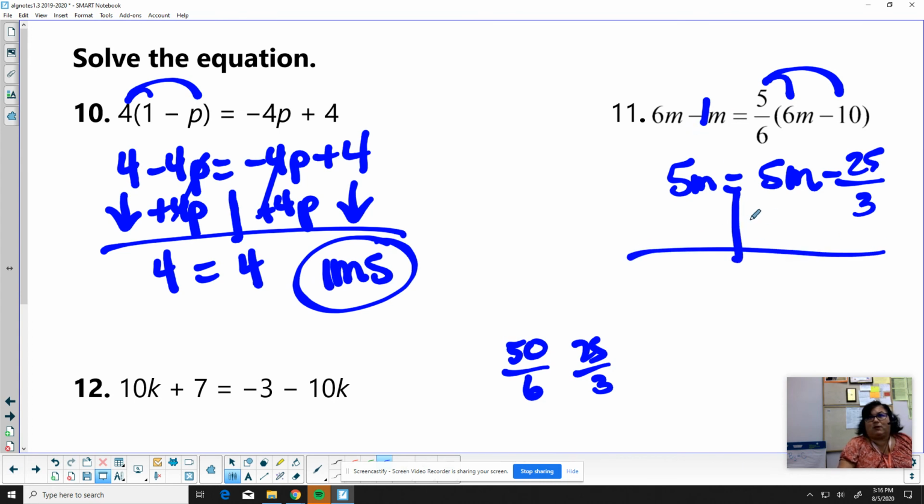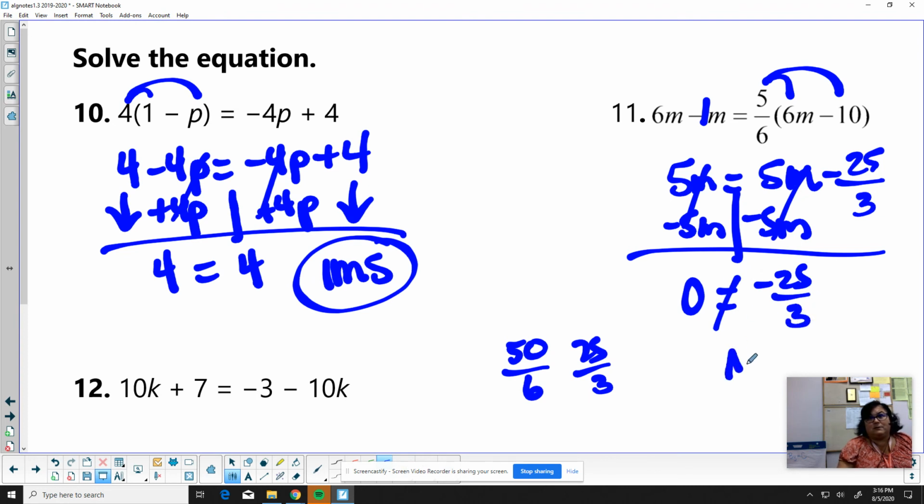Okay, so if I subtract 5m on both sides, there's nothing over here. The number for nothing is 0. And then over here I have this weird little improper fraction. Well, that's not true. So this is no solution. 0 doesn't equal the weird little fraction. Okay, so I hope you got no solution there.